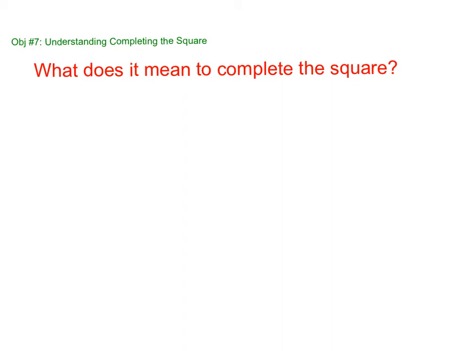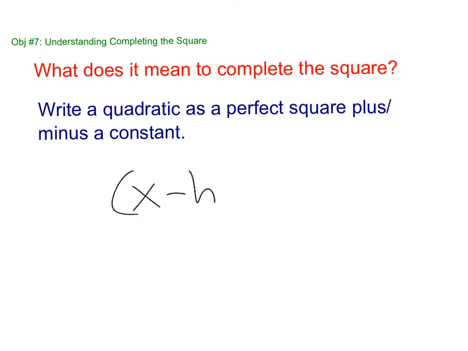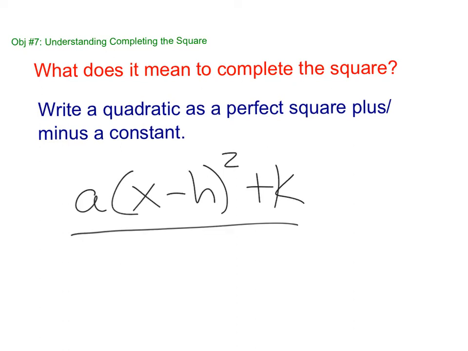Alright, so what does it mean to complete the square? Remember from yesterday, it's writing a quadratic as a perfect square plus or minus a constant. So usually I write it as x minus h squared plus k. And then sometimes you can have an a in front too. There is a number in front sometimes. So it's writing it in this form. And the reason we do this is because for graphing and solving purposes, if you can't factor, you need another way to solve. So tomorrow's lesson, we're going to be talking about solving. But today we're just practicing completing the square.